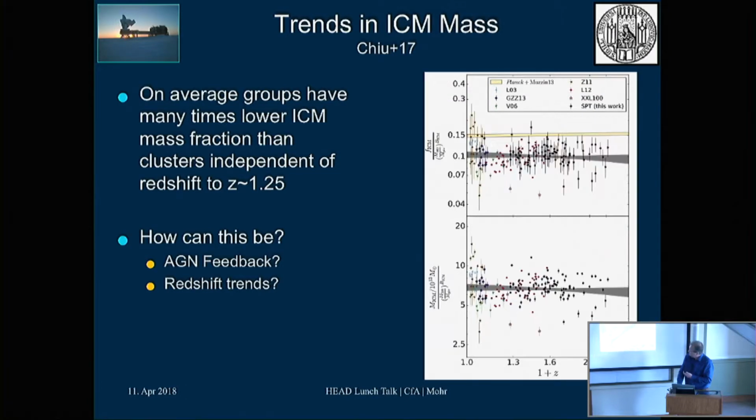But it's interesting here also to look at the redshift trends, and we really don't see any change in the ICM mass fraction at fixed mass as a function of redshift. There maybe is a little bit of a trend there. You can look at the actual parameters and parameter uncertainties in the paper, but there's no statistically significant evidence for a trend here.